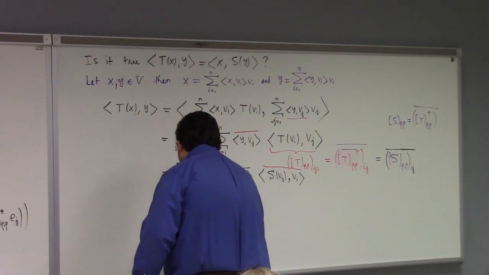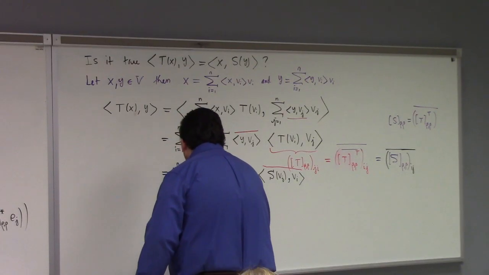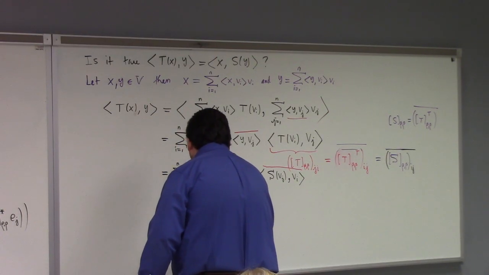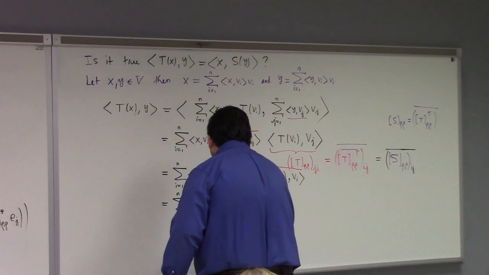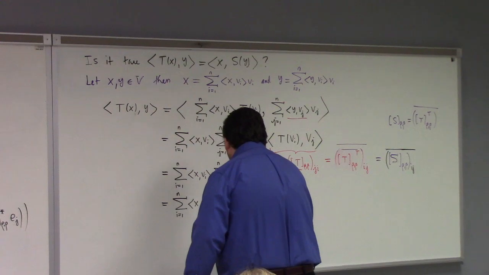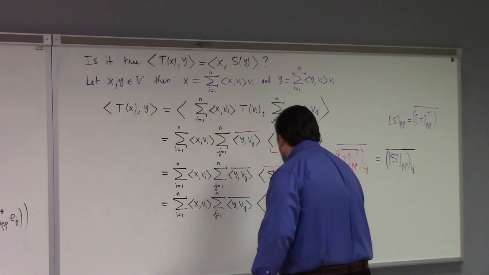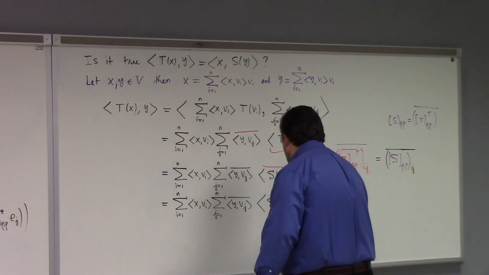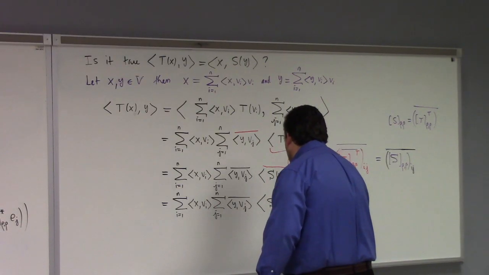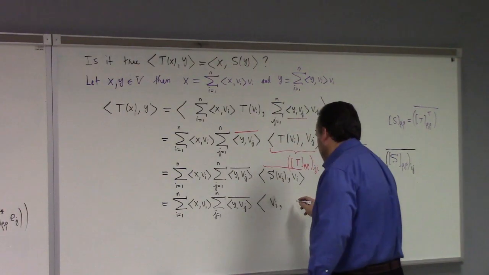So what we have then is the sum i equals 1 to n of x with vi, the sum j equals 1 to n with the conjugate of y with vj. And then over here, my bad, we've got vi, right, with S of vj.